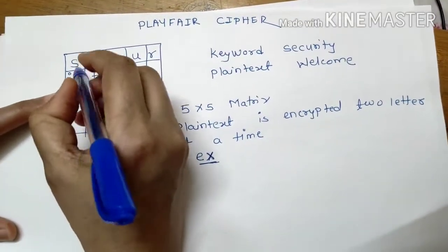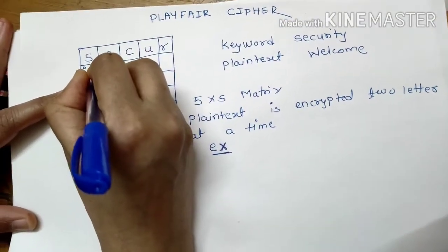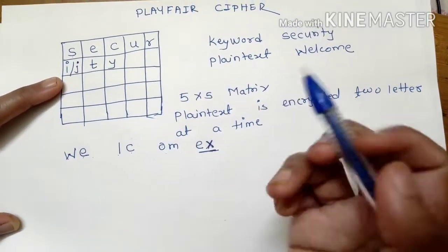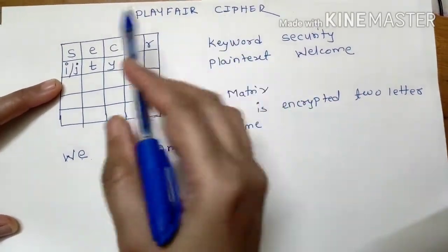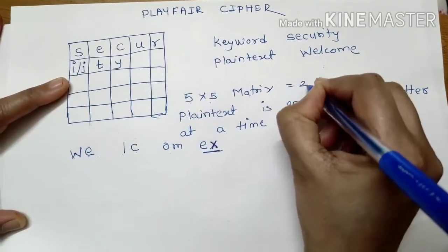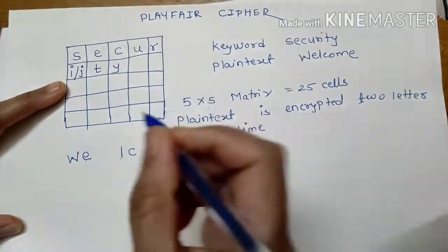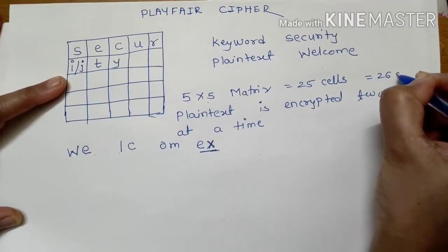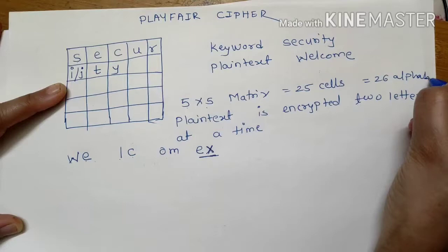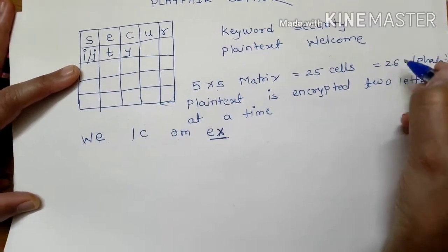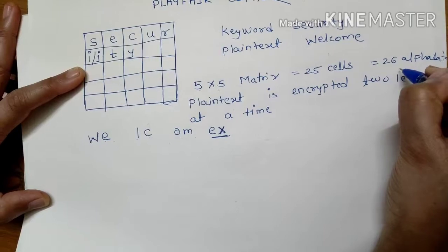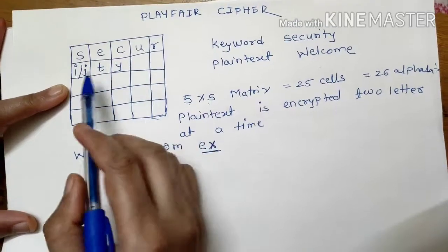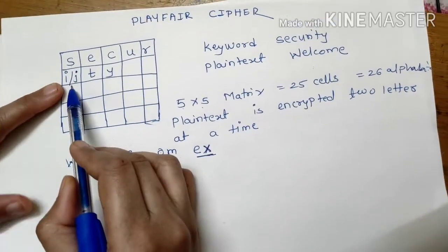Now whenever you are writing I in the matrix, it always comes with the letter J. I and J we write in the same cell. Because a 5 by 5 matrix has 25 cells and we have alphabets from A to Z, that is 26, one cell will not be there for an alphabet. So we are writing I and J in the same cell.